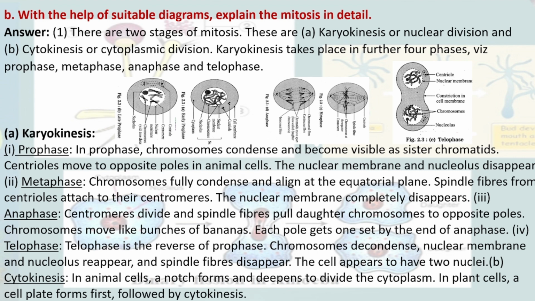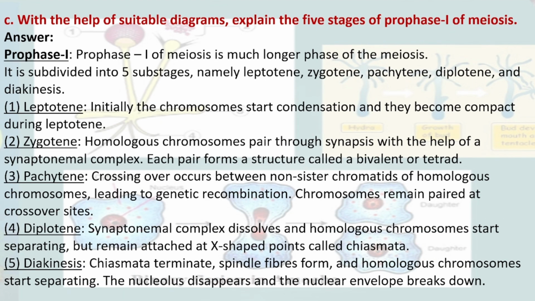B. Cytokinesis. In animal cells, a notch forms and deepens to divide the cytoplasm. In plant cells, a cell plate forms first, followed by cytokinesis. C. With the help of suitable diagrams, explain the five stages of prophase 1 of meiosis. So let's see the answer.